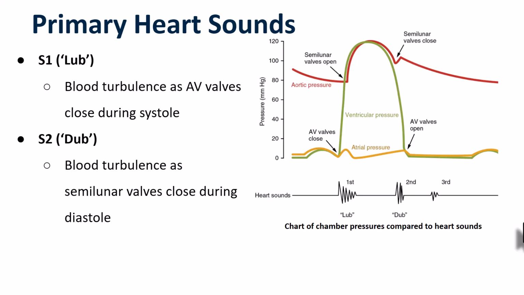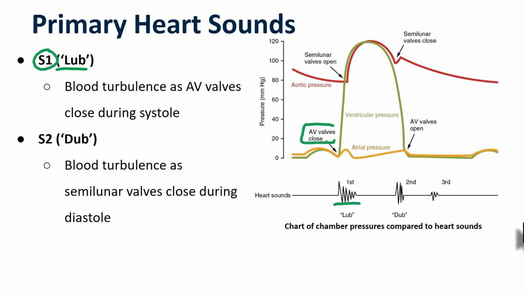So there are primary and secondary heart sounds. You might think of the heart as sounding like a lub-dub. That lub sound we refer to as S1, and it corresponds with blood turbulence going around the atrioventricular valves during systole.